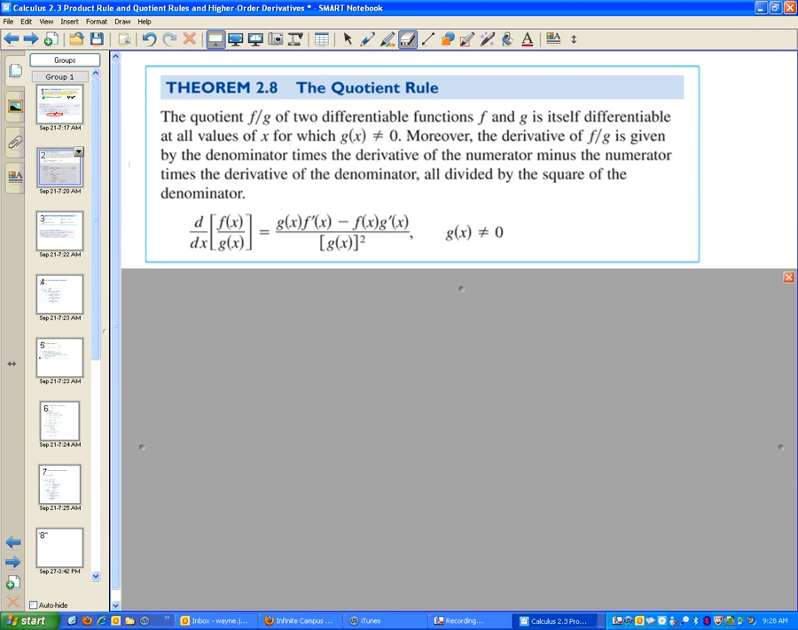That's not the way I have it memorized. I have it memorized like this: the bottom times the derivative of the top minus the top times the derivative of the bottom all over the bottom squared. That's the way I have it memorized. One more time. The bottom times the derivative of the top minus the top times the derivative of the bottom over the bottom squared.